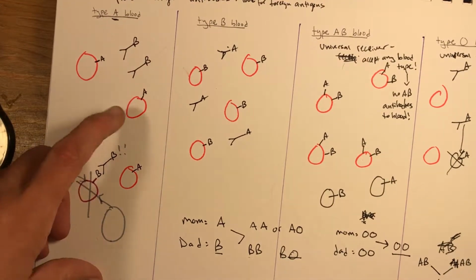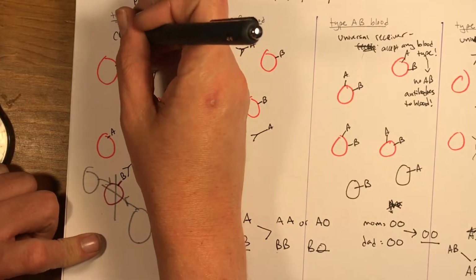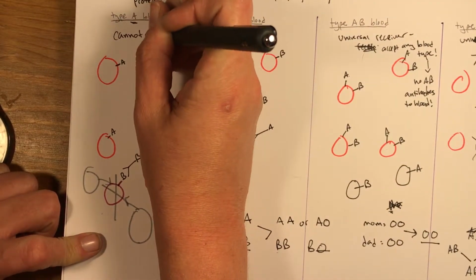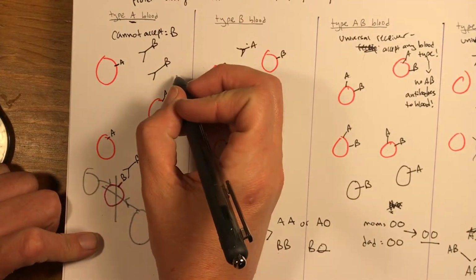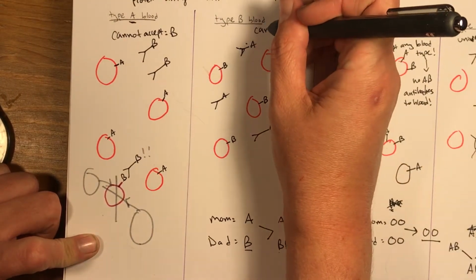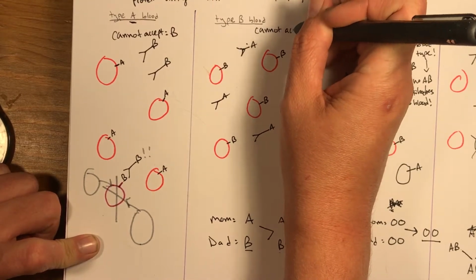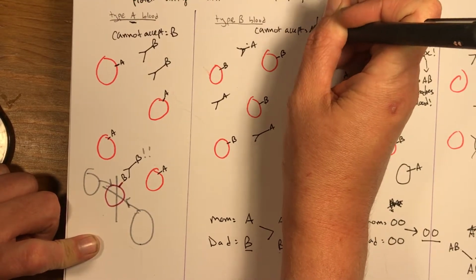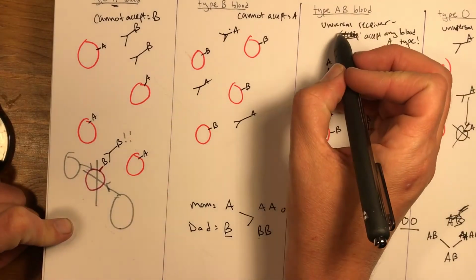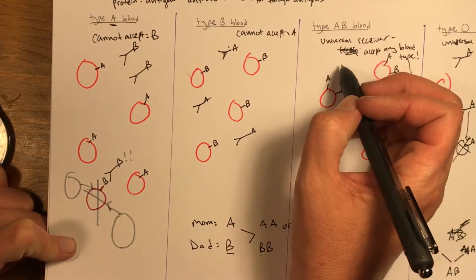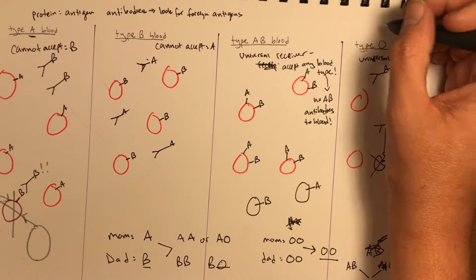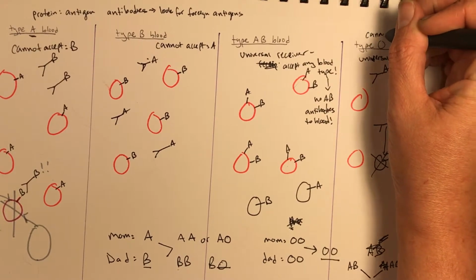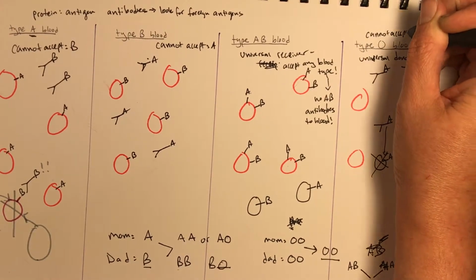So you cannot ever accept, so this cannot accept B, okay, because it'll kill the B. B blood cannot accept A. The universal receiver can accept anything. The universal donor type O cannot accept anything except O.